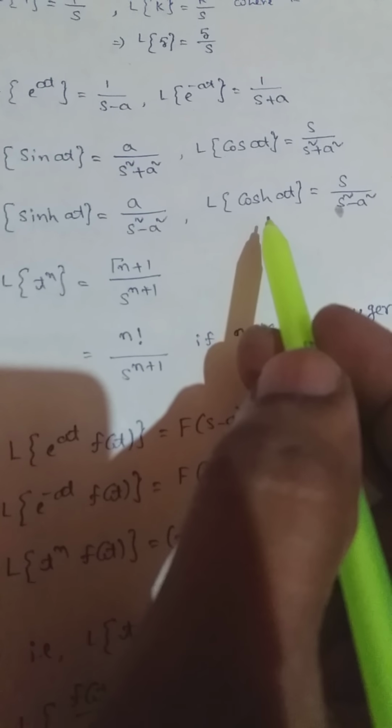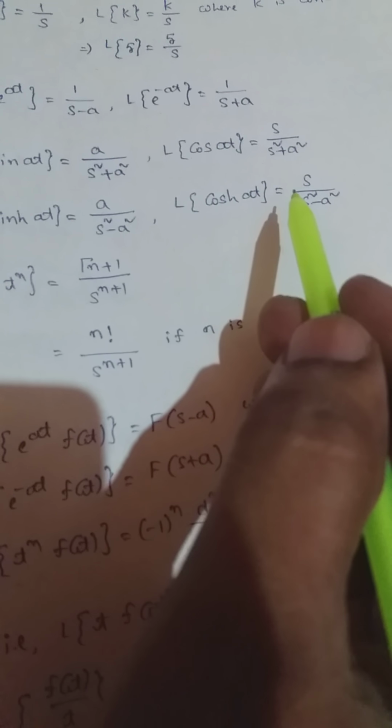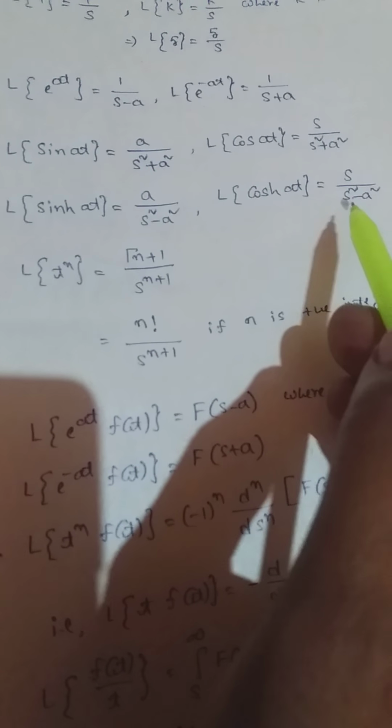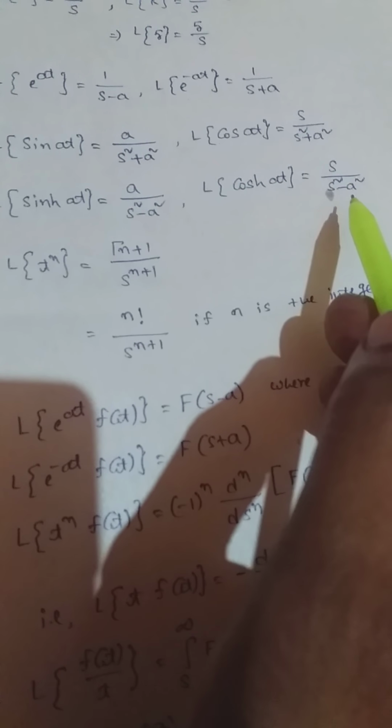And L of cos hyperbolic at, same, that is the only difference. In the place of plus we are going to take minus. S by s square minus a square.